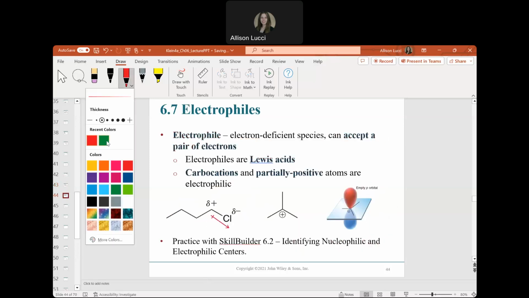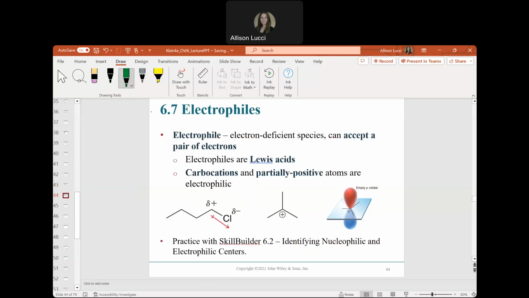So some examples of electrophiles we see here. Again, an electrophile is an electron deficient species, so it is able to accept a pair of electrons. So when we're considering if something has a positive formal charge to be an electrophile, it must also be able to accept a pair of electrons. And these electrophiles, again, we saw in chapter 3, can act as Lewis acids.